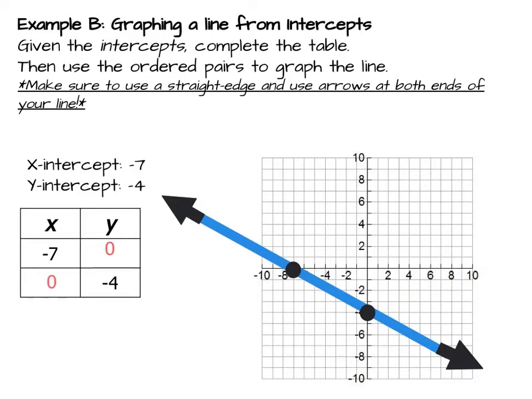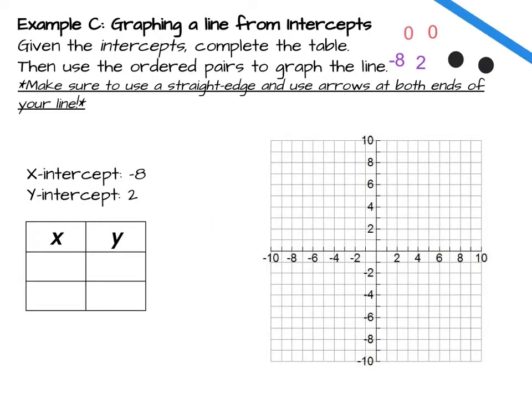We can double check our work to make sure that we plotted the points correctly by using the definitions for the x and y-intercept. So the x-intercept is -7, so this line is crossing the x-axis at -7. And our y-intercept is -4, so this line should cross the y-axis at -4.